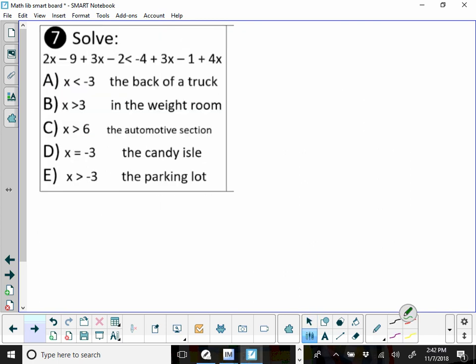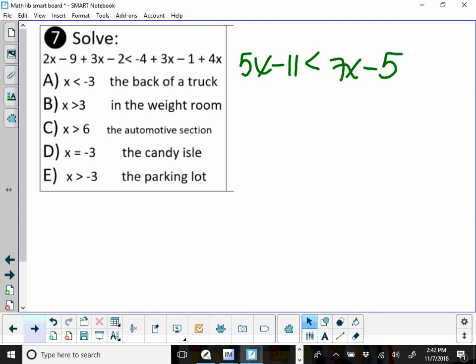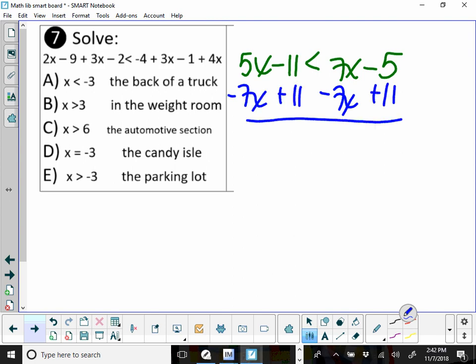Okay, number 7. All right, so the first step we're going to do here is combine like terms on the left. So that's going to give me 5x minus 11. And on the right, that's going to give me 7x minus 5. And now I'm going to rearrange. So I'm going to move my 7x and move my 11. So that's going to give me negative 2x is less than 6.